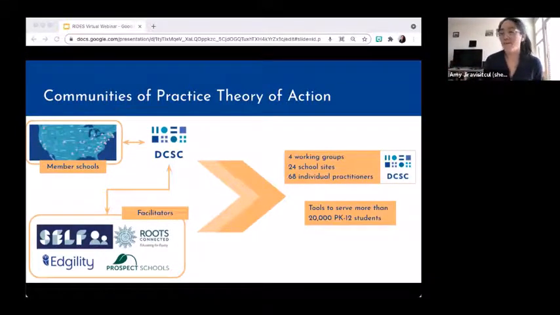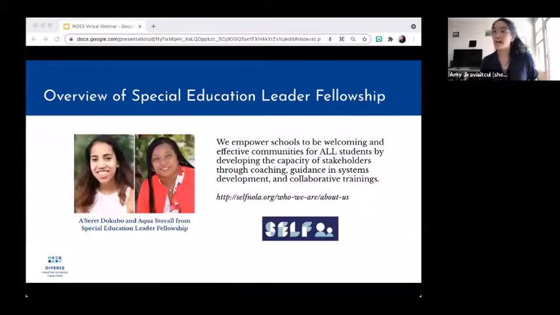So moving from there, I wanted to focus more closely on the community of practice related to trauma-informed practices. So we were connected to SELF, Aseret Takubo and Akua Stovall, the Special Education Leader Fellowship. And they are an organization, they have a lot of types of training programs and are really specialized in developing education leaders in the field of special education. So I think it was really helpful for us to get to learn from their expertise. A lot of our members had some existing connections with them already.